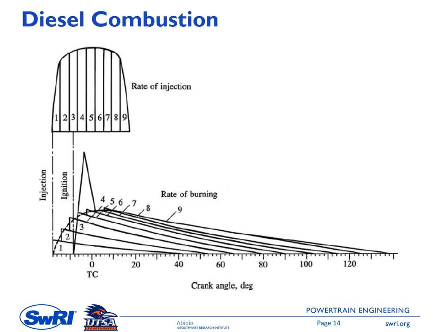This figure shows a schematic of the rate of injection on the top, and the rate of burning on the bottom. In this case, the rate of injection is broken down into several segments, for example segment number one, segment number two, and so on. The bottom shows the mapping of each rate of injection segment into the rate of burning.